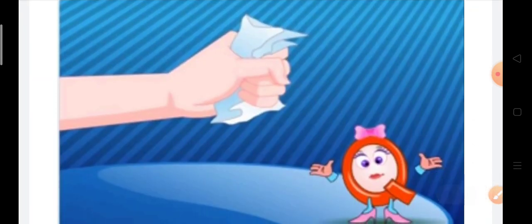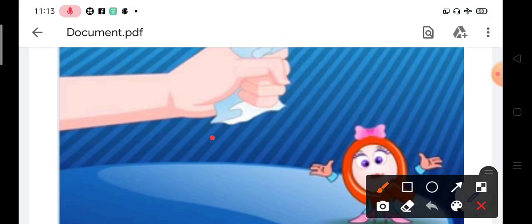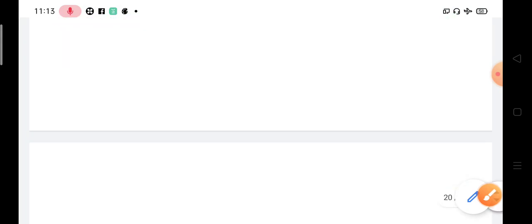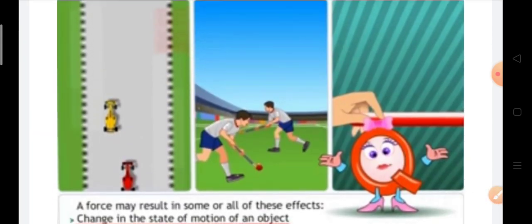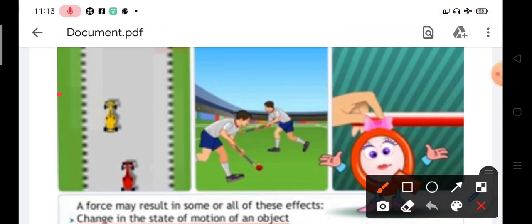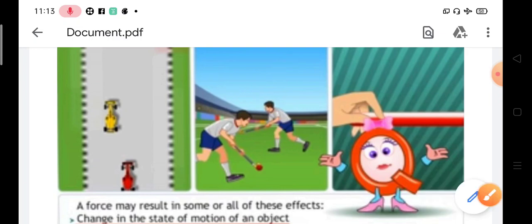Now when we take a piece of paper in our hand and we crumple it, we apply pressure or force on the paper, then what will happen? The shape of the paper changes. It crumples. Now here in these three you can clearly see that force may result in a change of speed, change of direction, or change of shape. Now just go through it. See, force can change the speed of an object.